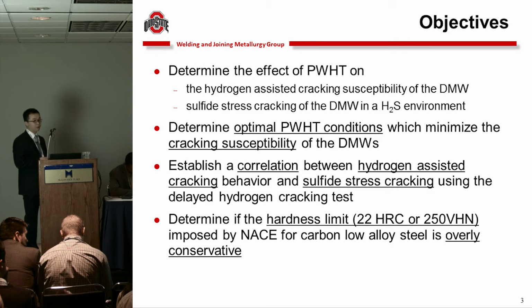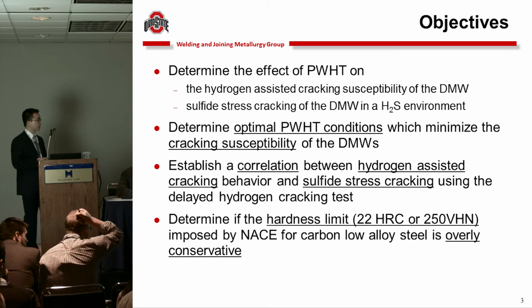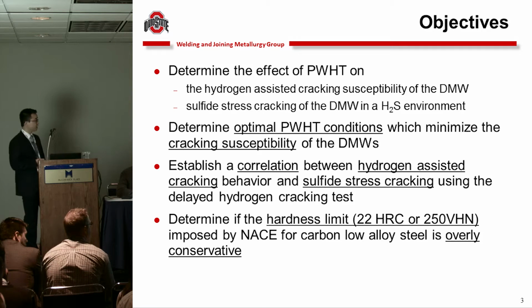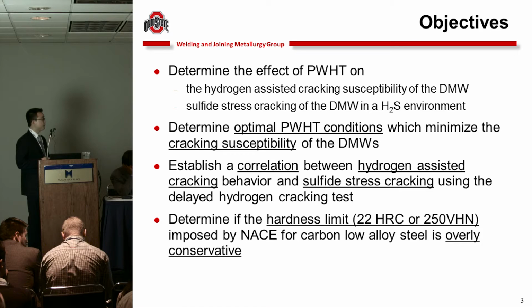So we need to determine the effect of post-weld heat treatment on the hydrogen-assisted cracking susceptibility of the dissimilar metal weld. We also need to determine the effect of post-weld heat treatment on the surface stress cracking of the dissimilar metal weld in the H2S environment. The third objective is to determine the optimal post-weld heat treatment conditions, which minimize the cracking susceptibility of the dissimilar metal welds. The fourth is to establish a correlation between the hydrogen-assisted cracking behavior and the surface stress cracking behavior using the delayed hydrogen cracking test.